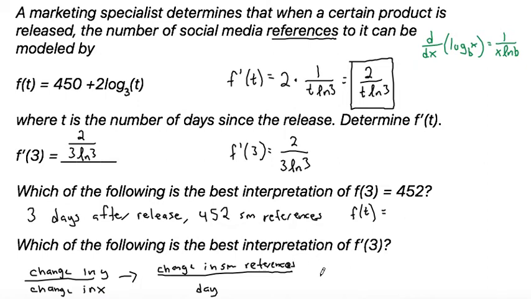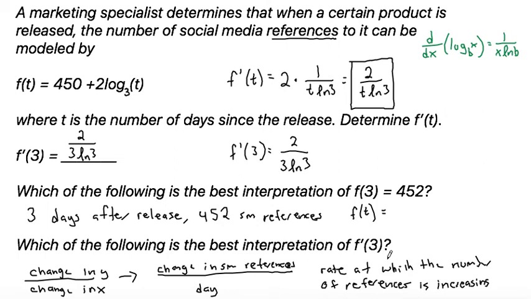So if we look at the options, another way to say this would be the rate at which the number of references is increasing. And it would be the rate at which the number of references is increasing on the third day or 3 days after the release. So I don't really have room to write that there, but I hope that makes sense. Since the derivative is the rate at which the function is changing, it would be the rate at which the number of references is changing, or increasing in this case since it's a positive number, on the third day, because we're plugging in 3 for our time.